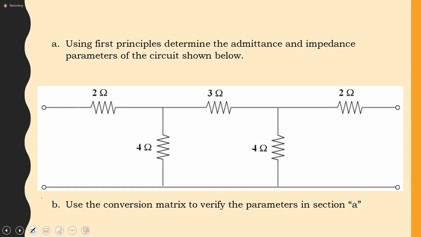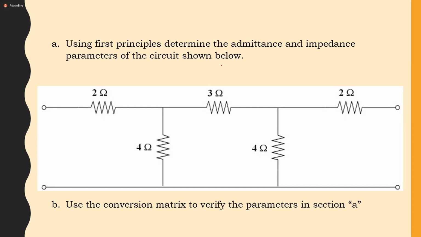Sir, the first principle, isn't that the one where you apply I2 equals 0 and just do the substitution? Okay. Sir, for my matrix, I got 50, 16, and 16, 50, all divided by 11. I don't know what the answers are.